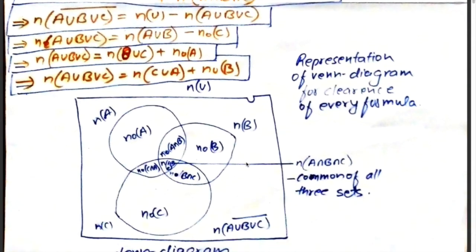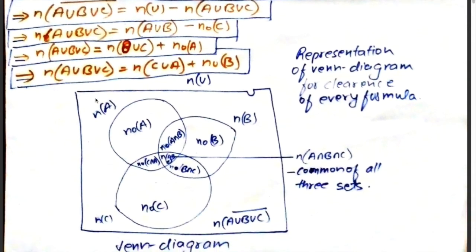Look here, some of the Venn diagram. Here is a big box, that is the universal set, n(U). The first circle is n(A), the second circle n(B), and the third circle n(C). Here n(only A) means only A, n(only B) means only B, n(only C) means only C, and here the complement is shown.